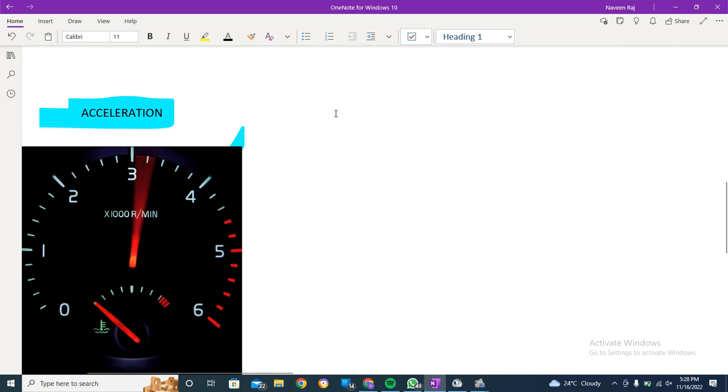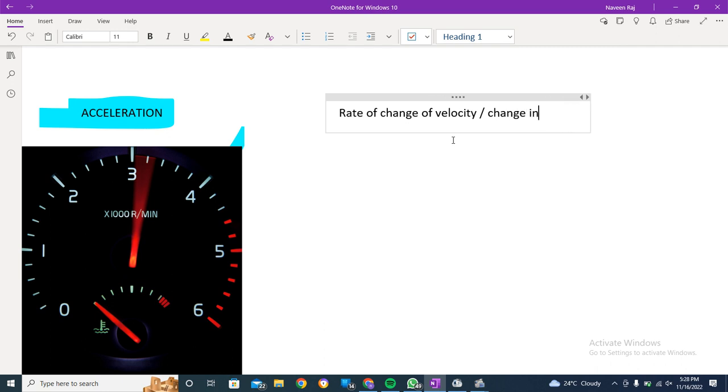First of all, let me write the definition and then explain what it means. The simple definition of acceleration is rate of change of velocity. Or we've got another definition: change in velocity per unit time. This is acceleration, rate of change of velocity.